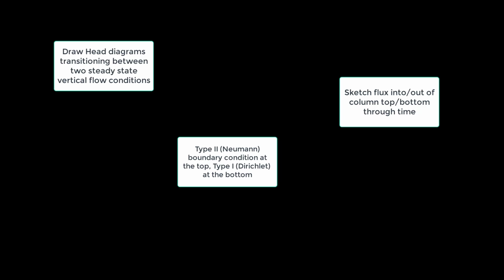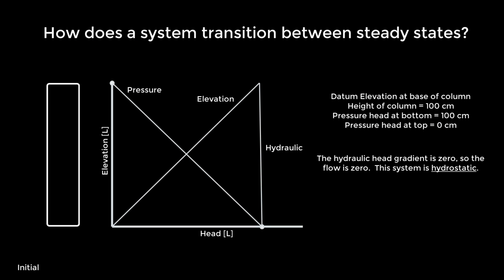In this video, we're going to go through how you would draw head diagrams for a one-dimensional vertical column with a type 2 boundary at the top and a type 1 at the bottom. In addition, we're going to review how the flow changes as a function of time into and out of this column. We have a 100 centimeter long vertical column. It's experiencing steady state downward flow.